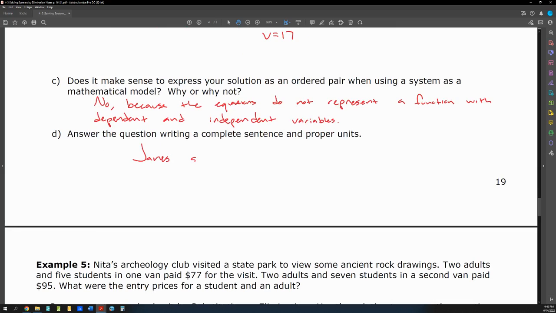James sold 17 volleyballs and 11 knee pads. Or it should be pairs of knee pads. All right, on to the next page.